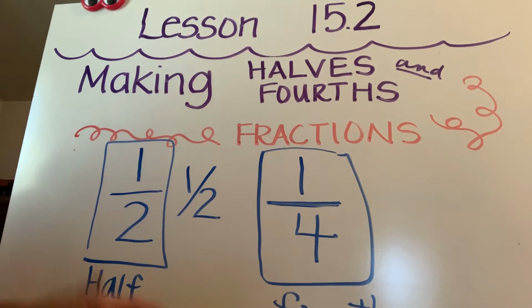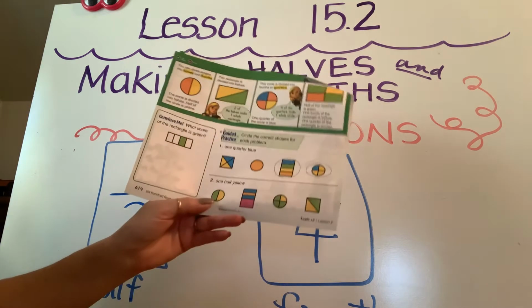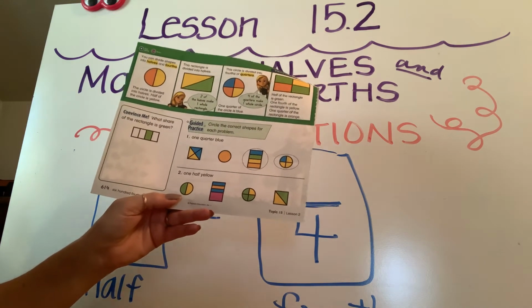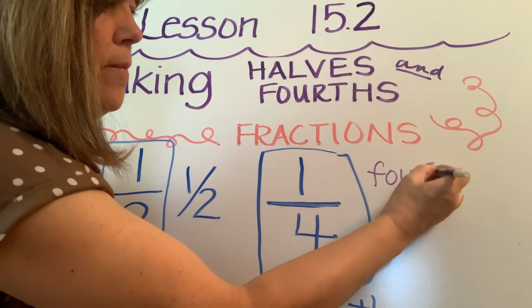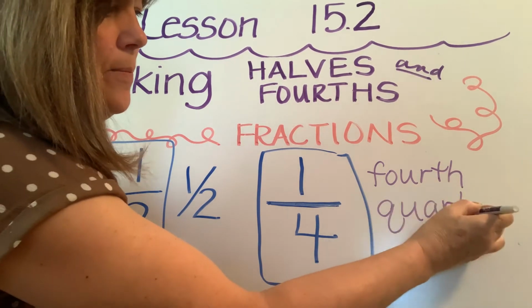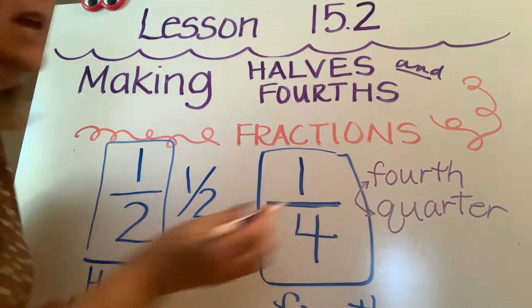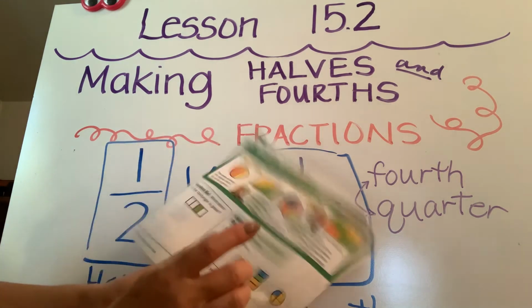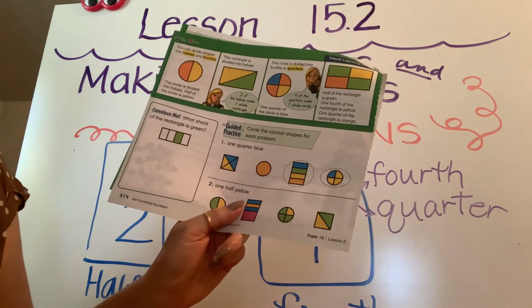All right? Okay, we're going to keep on going. Here we go. Number 1. Which one of these shapes has 1/4 blue? Now remember we talked, this is a fourth, but it's also a quarter. Remember, those words mean the same thing, fourth and quarter. All right, here we go. Does this one show 1/2 or 1/4?